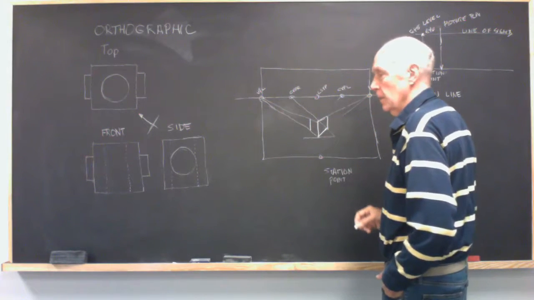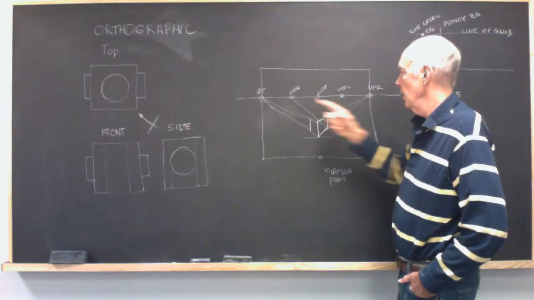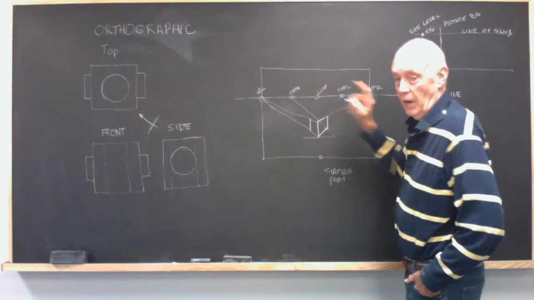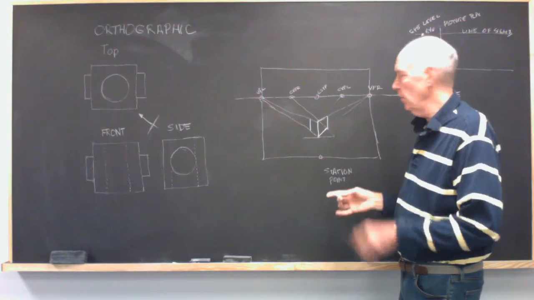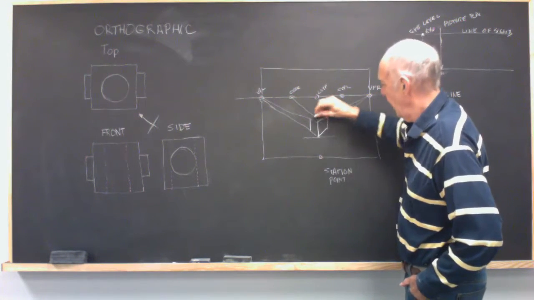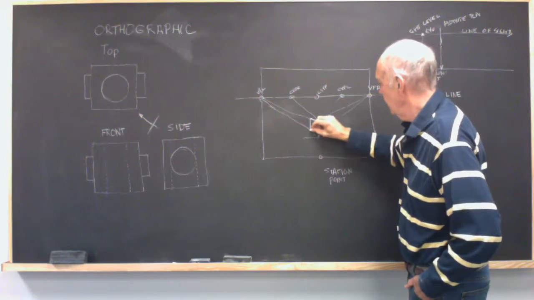Now remember, this is two-point perspective, and the two points we're using are this one and this one. We're not using the line of sight vanishing point. We are using the construction line vanishing points, but that has nothing to do with the look of the object. Now, after I get that intersection of the top, I can draw the left side of this block in.